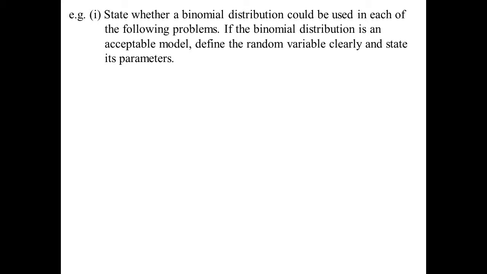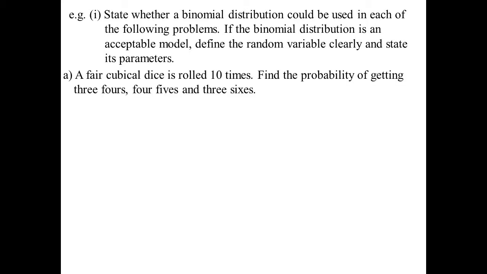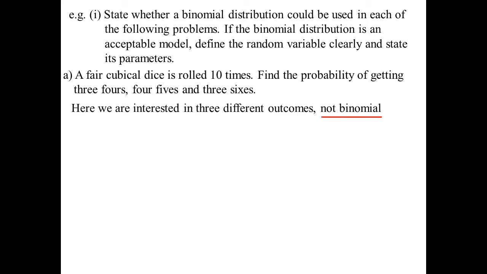Well, let's have a look at this example. We have to state whether a binomial distribution could be used in each of the following problems. Now, if the binomial distribution is acceptable, we'll define the random variable and state the different parameters. Okay, so the first one we got. A fair dice is rolled 10 times. The probability of getting 3 4s, 4 5s, and 3 6s. Now, this is not binomial because we've got 3 different outcomes. Remember, we said a binomial or a Bernoulli trial could only have 2 possible outcomes, 0 and 1. Probability of success, probability of not success. So, no good. That one's not binomial.